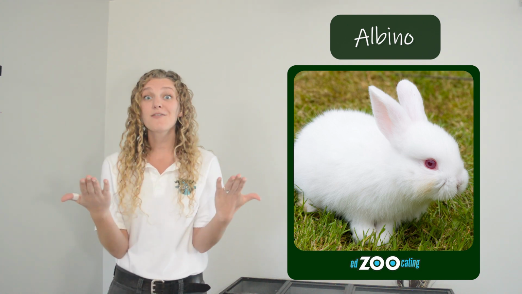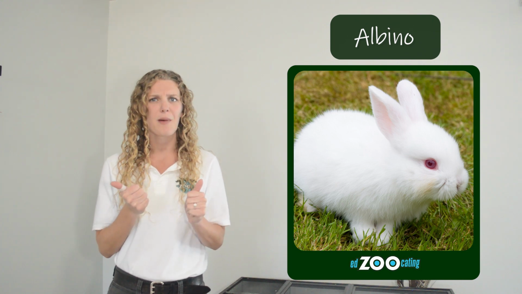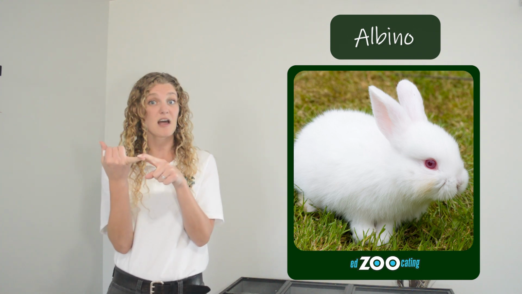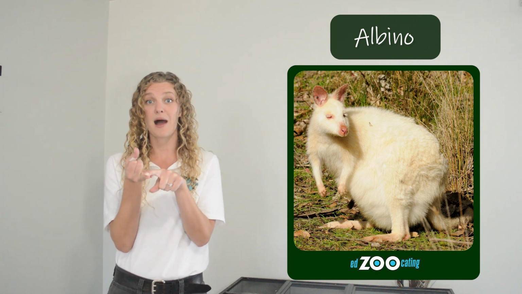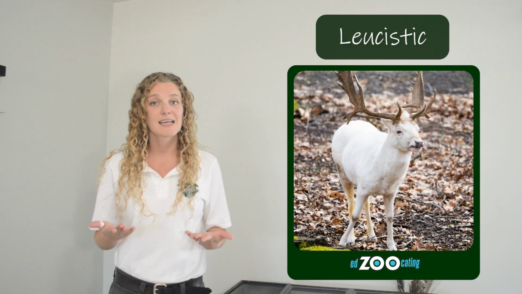So there's a lot of different animals that we've seen being albino. Rabbits are definitely one of them. Wallabies are also sometimes albino, and so are alligators. Our 3rd and final color mutation to discuss is when an animal is leucistic.